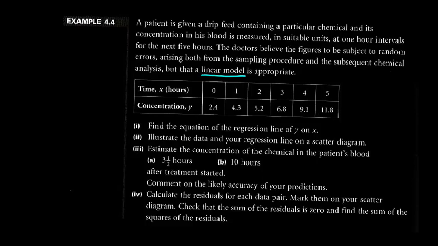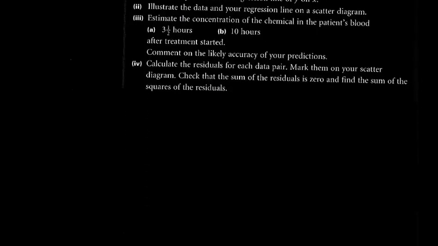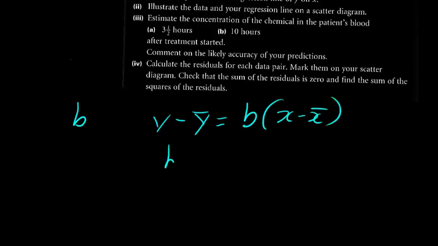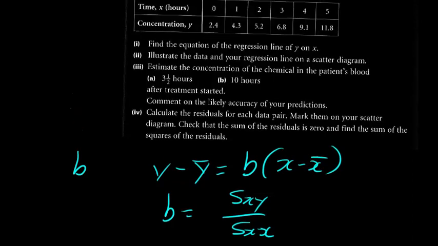Find the equation of the regression line y on x. Now you already know that for the regression line I'm going to need the following values. I'm going to need b, because the regression line is y minus y bar is b times x minus x bar, where b comes out to be sxy over sxx. Now we already know how to work out sxy and sxx, but to do that I'm going to need to use my table, and I'm going to need to create a new table.